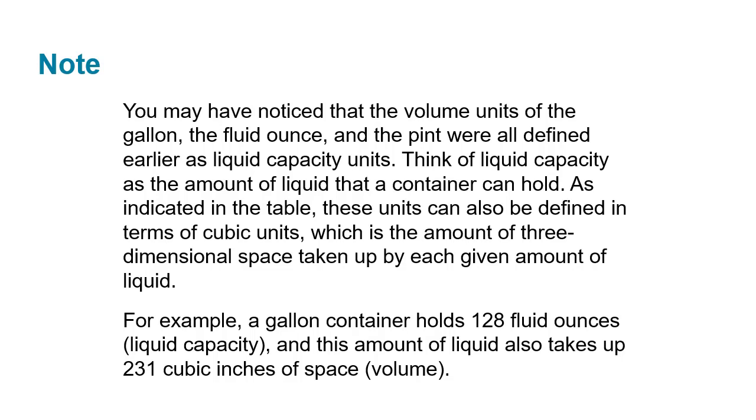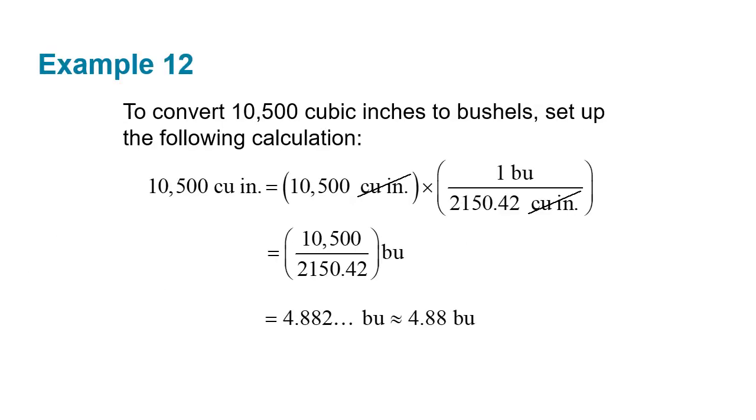So a gallon contains 128 fluid ounces. That's the liquid capacity. But that amount of liquid also takes up a volume, right? Kind of like a capacity of air that would be equivalent to 231 cubic inches. So it's just 2 different ways of describing the same space. It's just, are you describing it by how much fluid is in that space, or are you describing it by how much cubic area is taken up by that space?